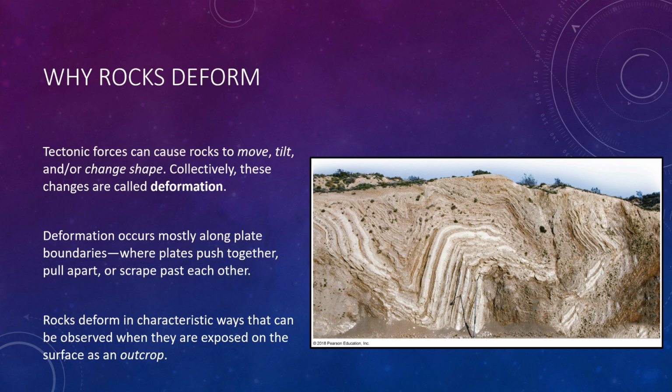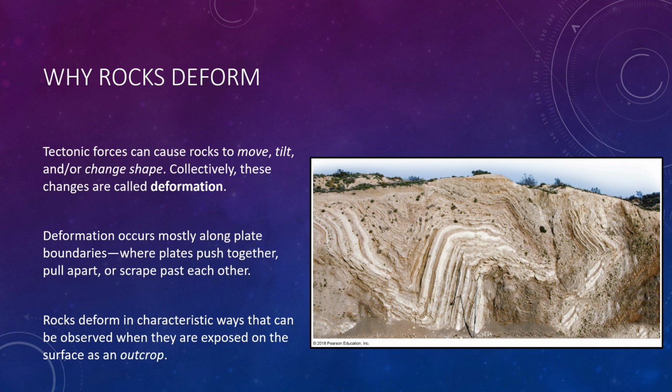Tectonic forces can cause rocks to move, tilt, and/or change shape. For instance, colliding plates can uplift flat-lying beds of marine limestone so that they are exposed to the surface. They could rotate them so that they lie at a steep angle, or they could crumple the rock layer into folds, sort of like you see in the image. Collectively, all of these types of change are called deformation.